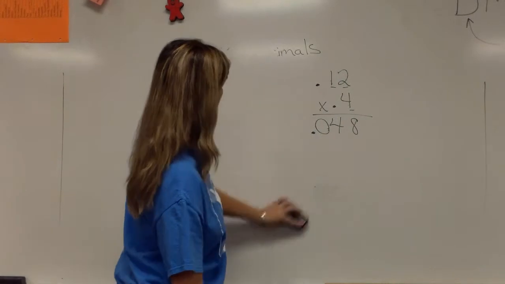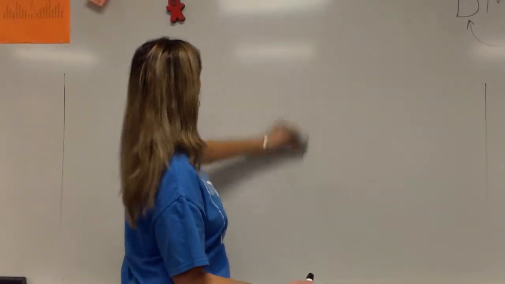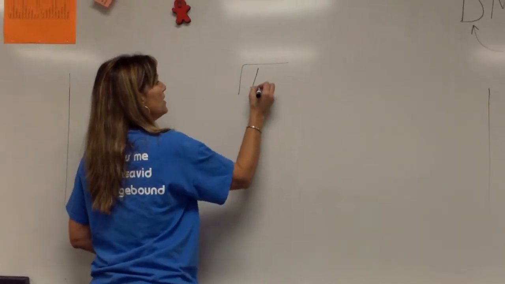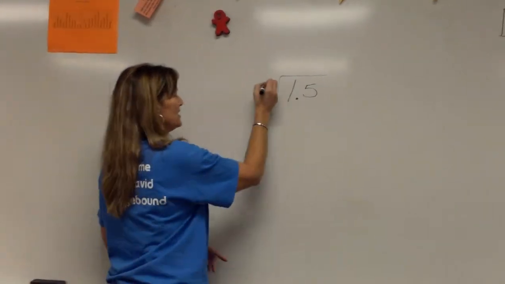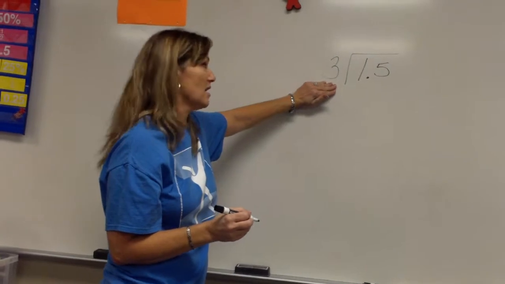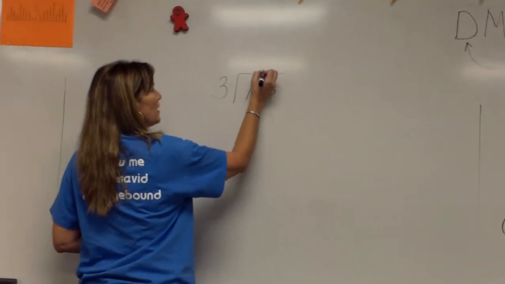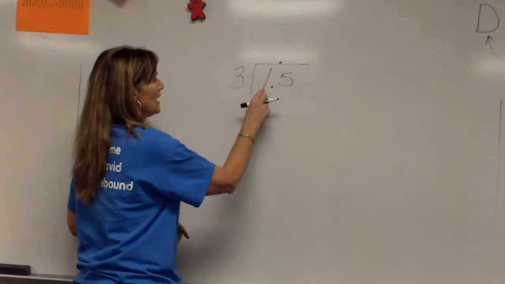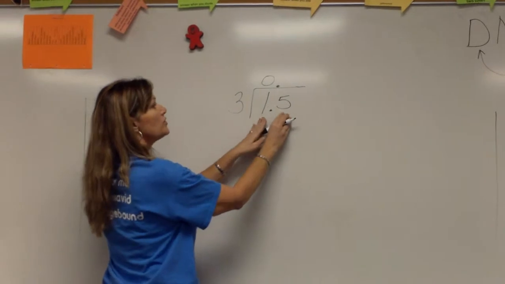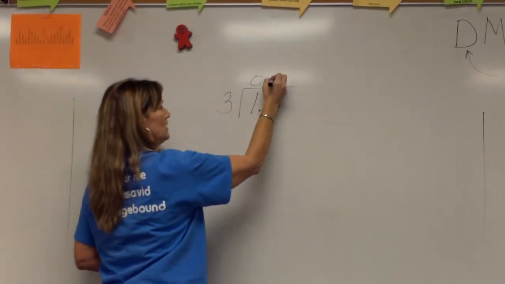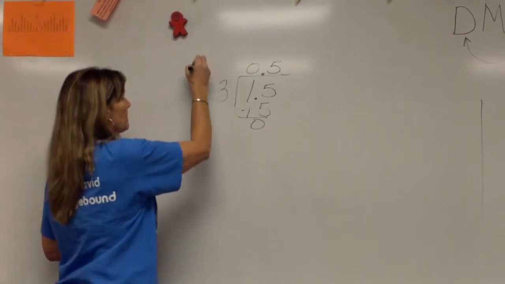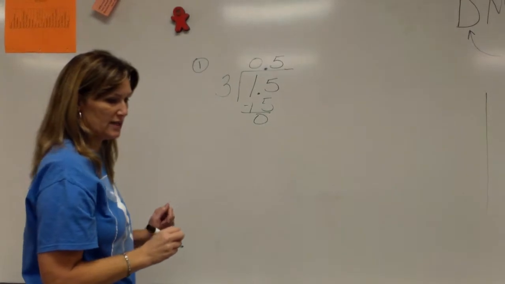Okay, let's go to some division. Now there's 2 different types, so make sure you pay extra close attention to this. If I have 1.5 or 1 5/10 divided by 3. Now notice my divisor, my outside number, does not have a decimal. So I'm going to bring my decimal straight up. And I have 1 divided by 3. No, that won't go. So I'm going to use 15 divided by 3. That gives me a 5. 5 times 3 is 15. So that one worked out pretty easily.